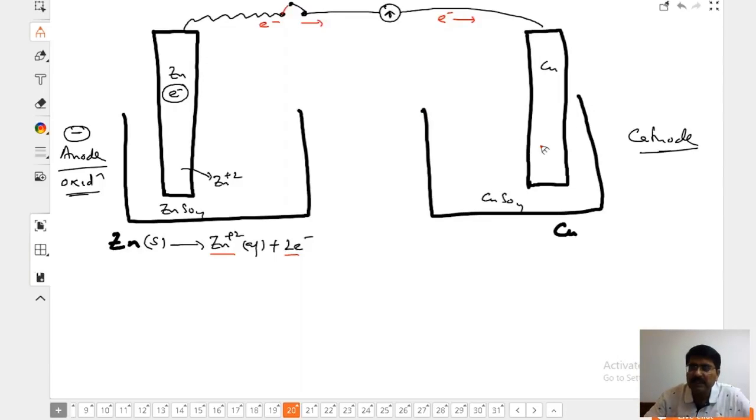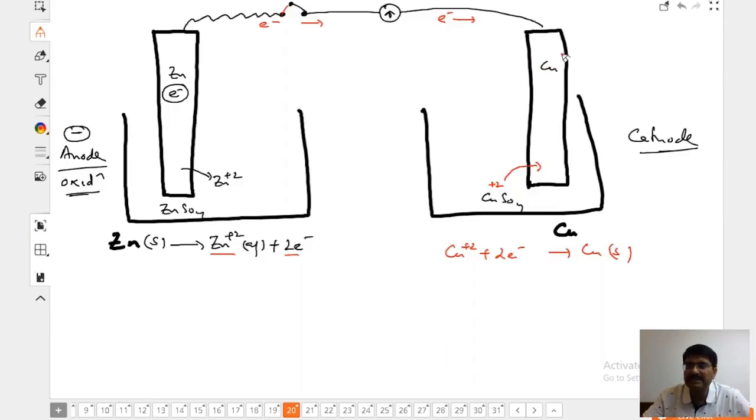Shall I move ahead? Now, imagine the electrons have arrived on copper. This copper is buzzing with electrons. There is a crowd of electrons here. And the Cu2+ comes and takes electrons. It eats electrons and forms what? Copper solid. Copper solid. Please listen to me.